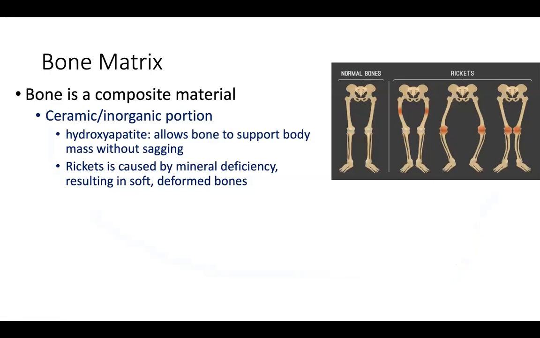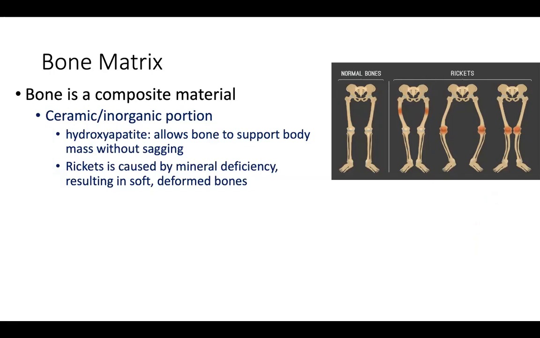Now I want to talk really quickly about the bone matrix. So like I said, you have the matrix, which is kind of the jello of the jello mold, and then the cells are dotted within there. So we talked about the cells suspended in the matrix. The matrix is really important in providing both strength and flexibility to the bones. So that's the matrix that the bone cells are secreting, essentially.